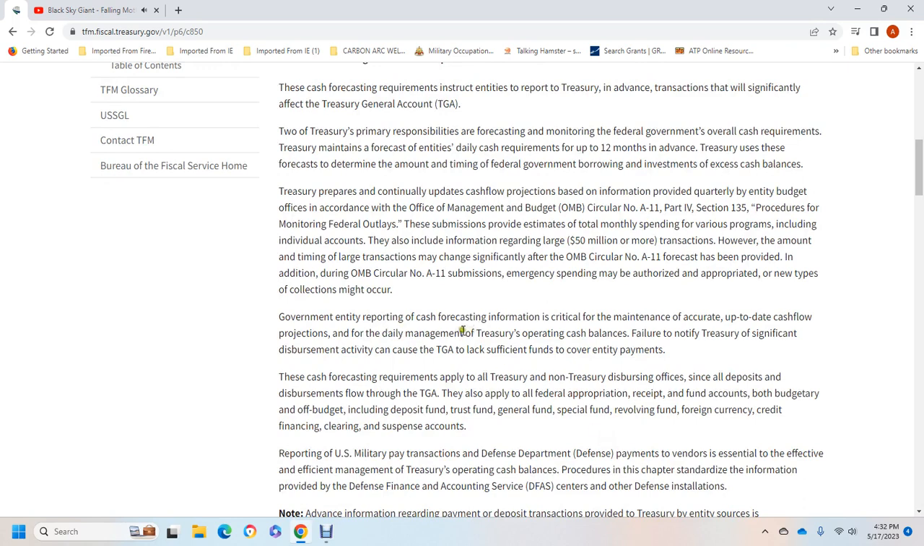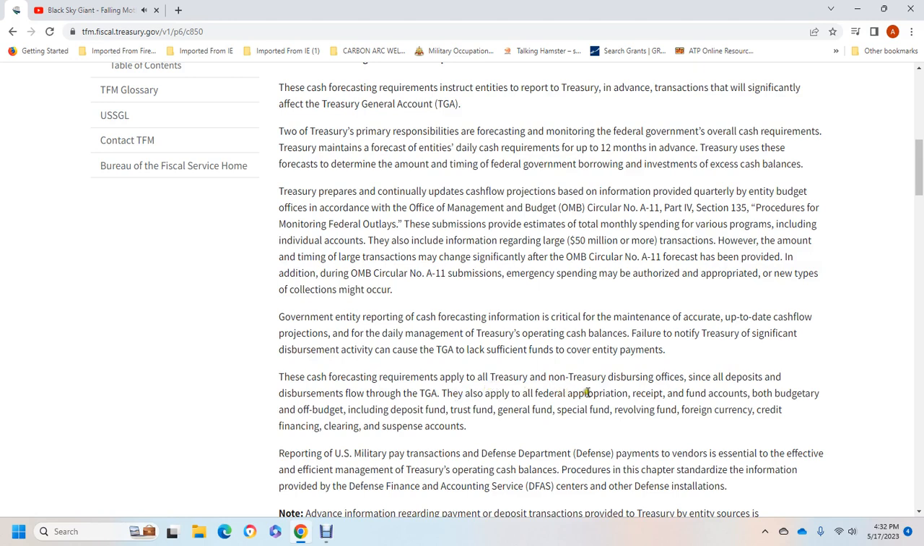Government entities reporting forecasting information is critical for maintenance of the accurate, up-to-date cash flow projection for the daily management of Treasury operating cash balances. Failure to notify the Treasury of significant disbursement activity may affect the Treasury general account and lead to a lack of sufficient funds to cover any payments. The cash forecast requires all Treasury and non-Treasury disbursement files for the deposit and disbursing of the files through the Treasury general fund.